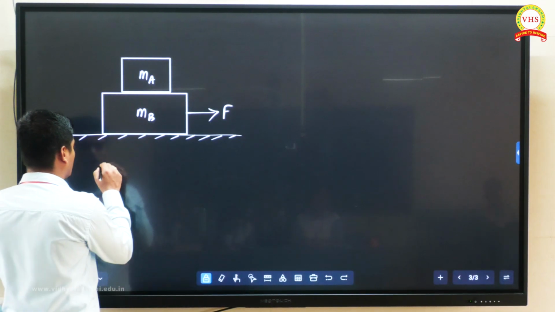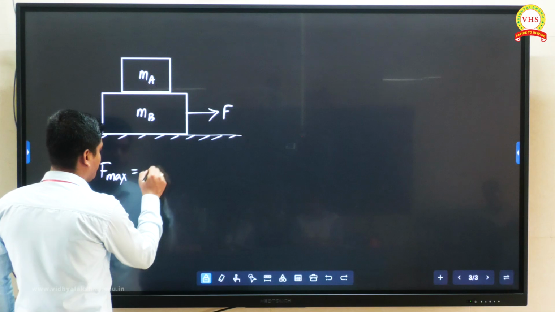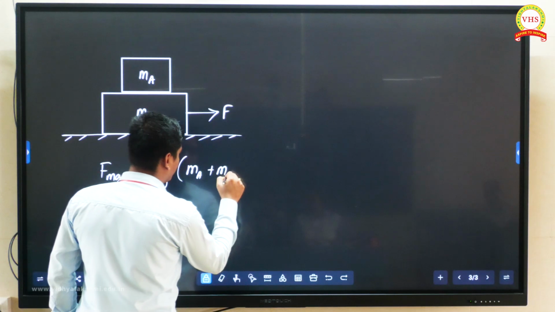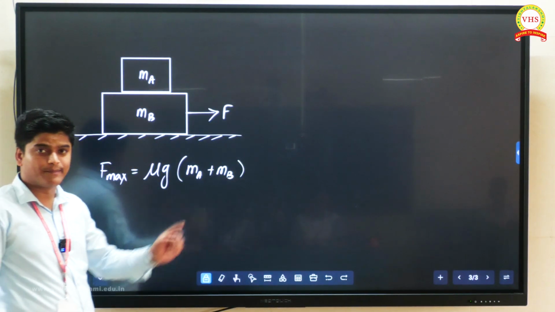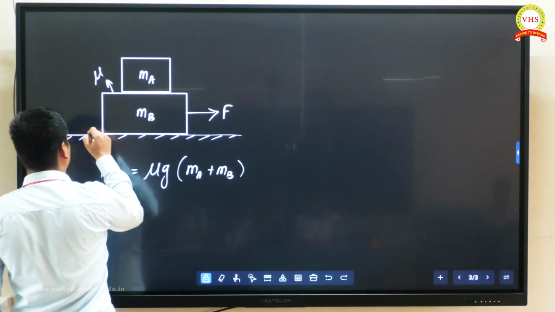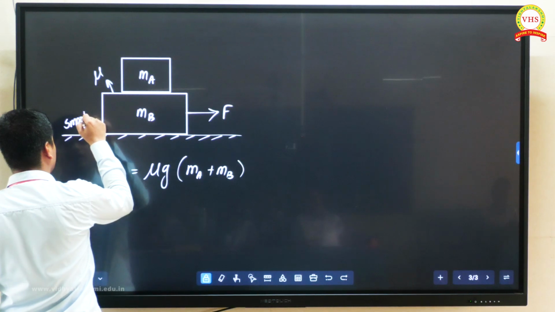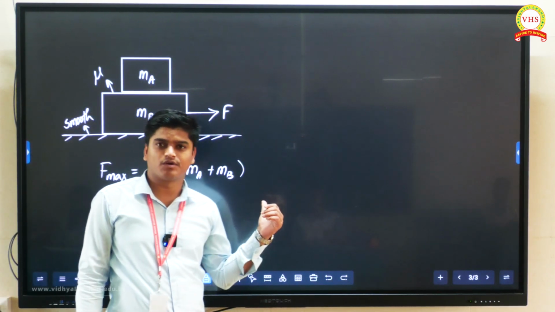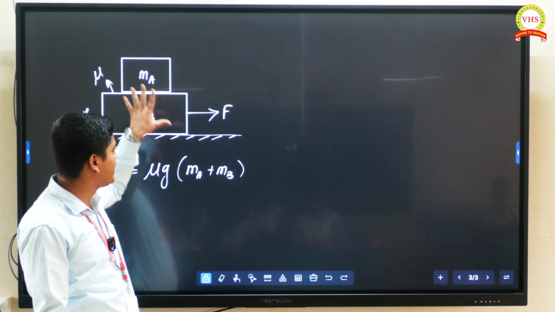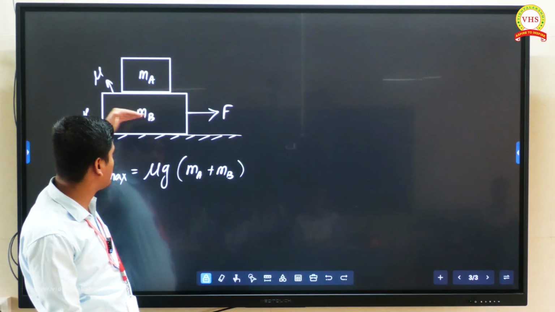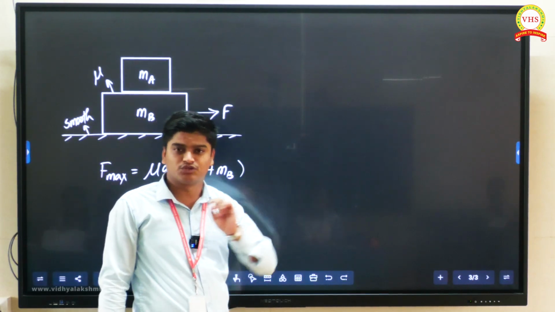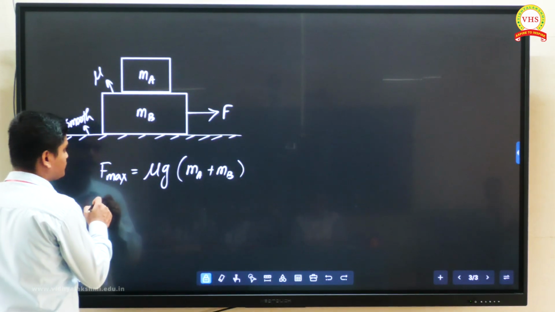So what is the maximum force we got? Now the maximum force we got is mu g into (MA plus MB). Remember, this force is applied to the lower block and the friction mu was there, and this surface was smooth. F max equal to mu g into (MA plus MB). This is the maximum force you can apply on this second block, the B block, the lower block, so that both the objects will move together. This one we derived.